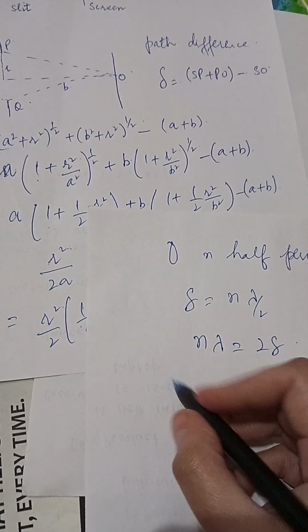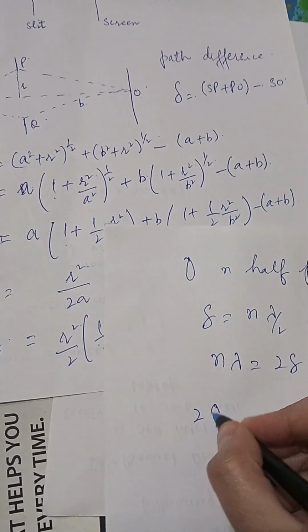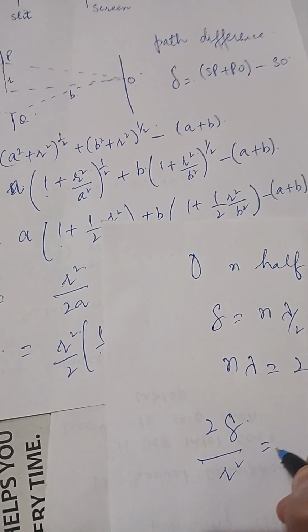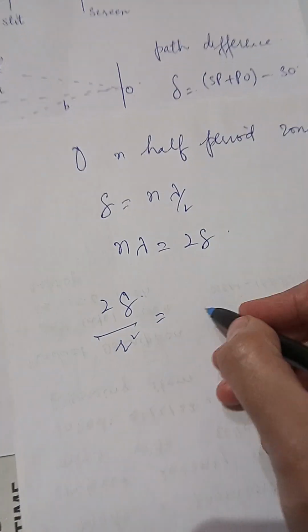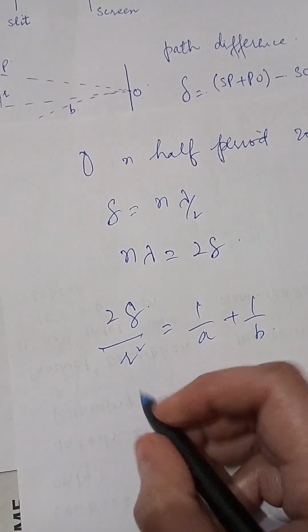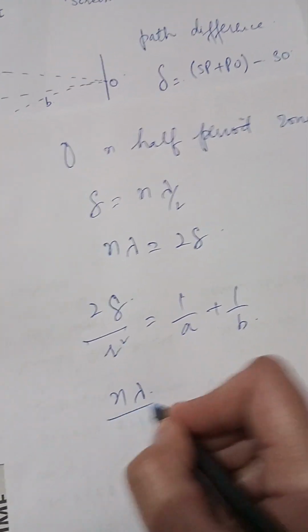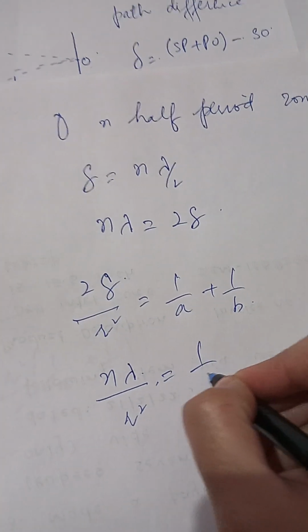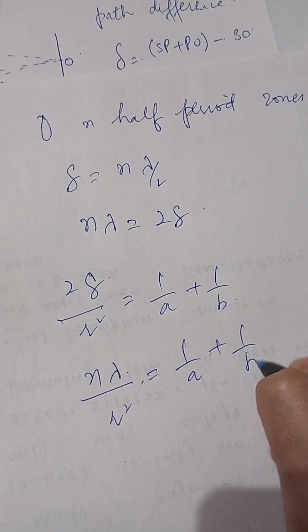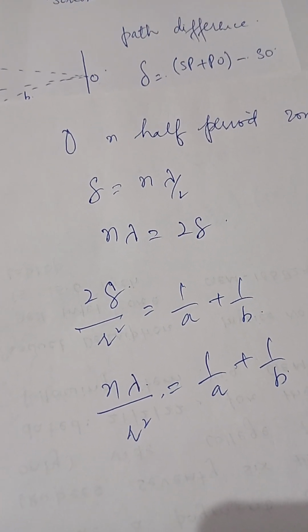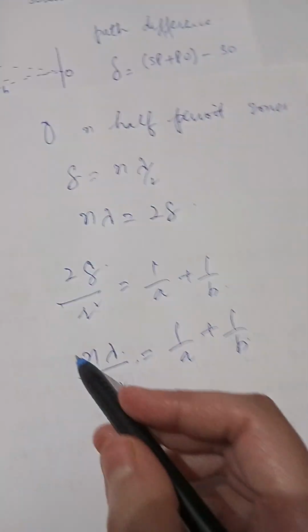Let me do it again. So this was equal to 2 delta by r square is equal to how much? 1 by a plus 1 by b. For 2 delta you can write n lambda, by r square is equal to 1 by a plus 1 by b. So this is the main equation that you obtain once you have placed the slit at a certain distance.